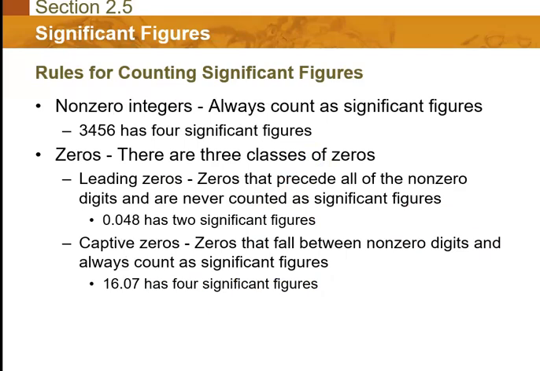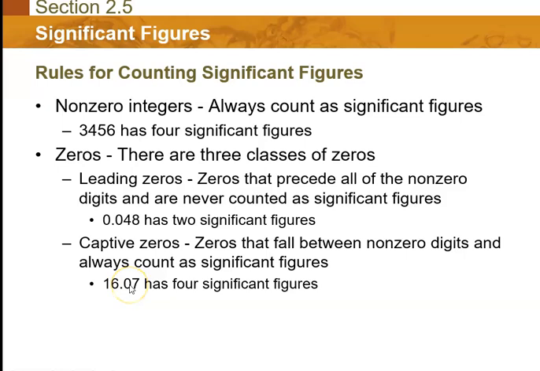Rules for finding significant figures. So non-zero integers always count as significant figures. So if it's a non-zero number, it is an integer. The problem is when you have a zero. We have three different types of zeros. We have leading zeros. A leading zero precedes the first integer, like down here we have 0.048. So this has two significant digits. Leading zeros are placeholders, they never count.